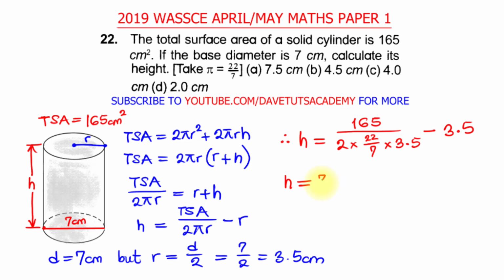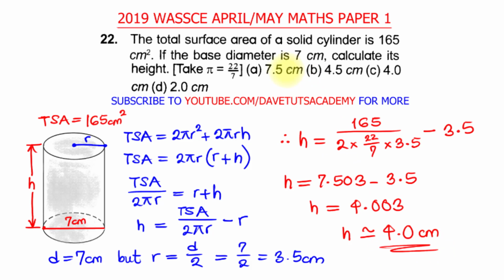so this is the same as 7.503 minus 3.5. Okay, now 7.503 minus 3.5 will give me 4.003, but look at all the options that we have. We only have them in one decimal place, so we can say h is approximately equal to 4.0 centimeter.